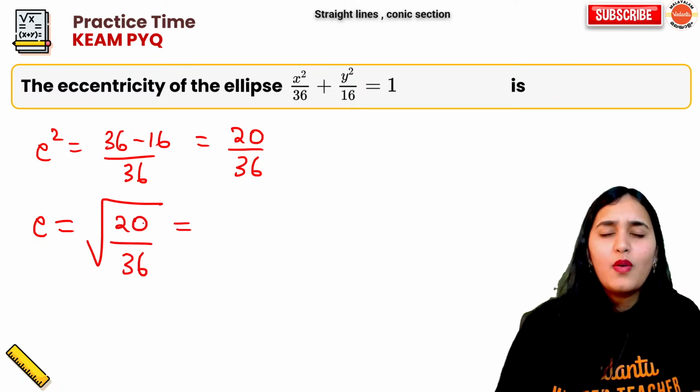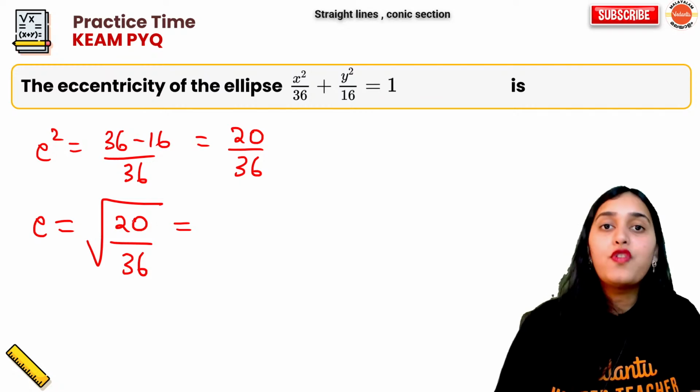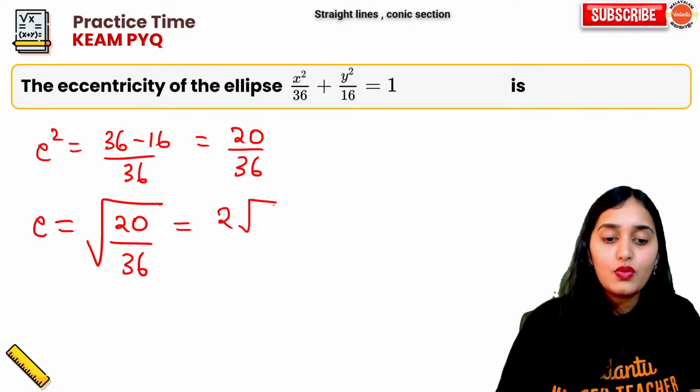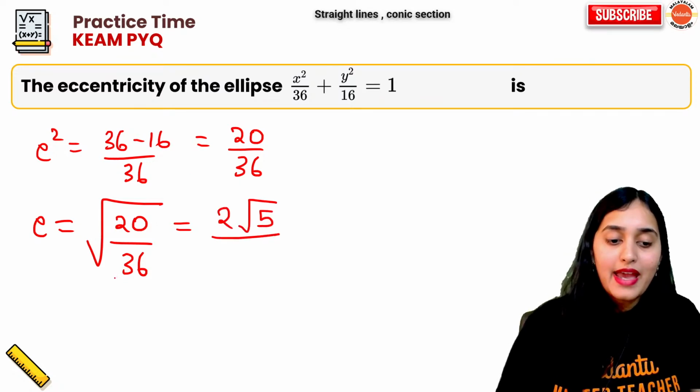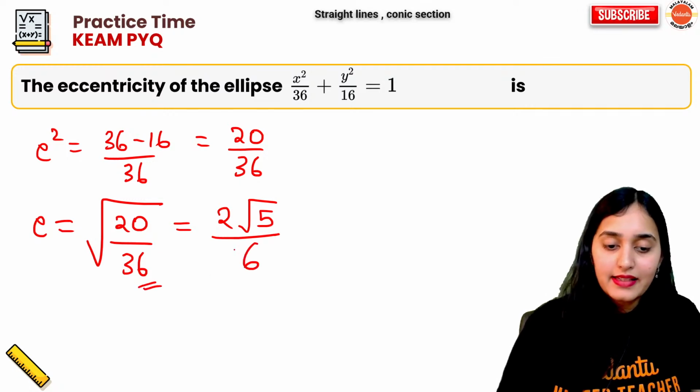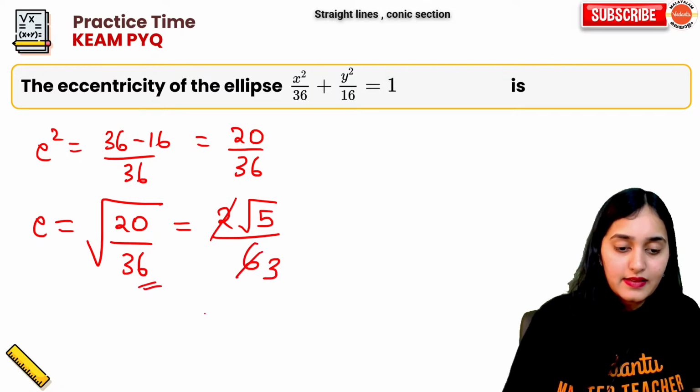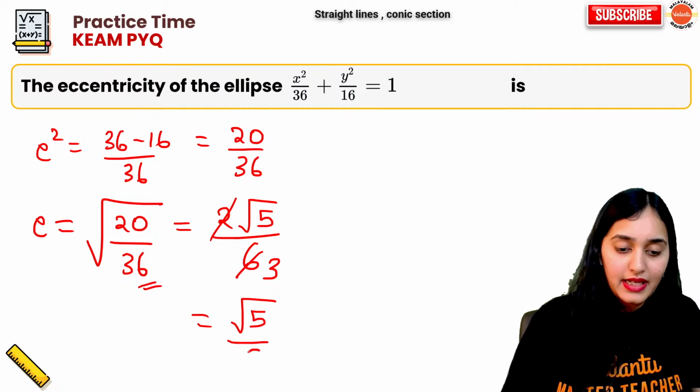So, e will be equal to square root of 20 upon 36. What is the square root of 20? 4 5s are 20, so it is 2 root 5. And the square root of 36 is 6. 2 3s are 6. So, your answer is root 5 by 3.